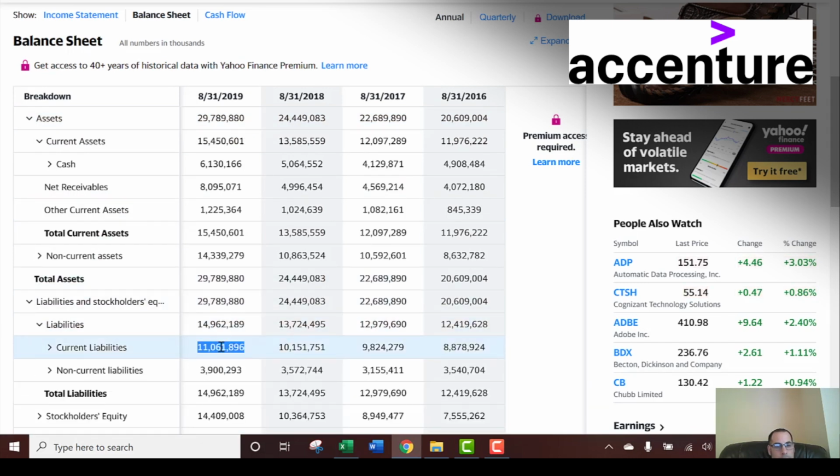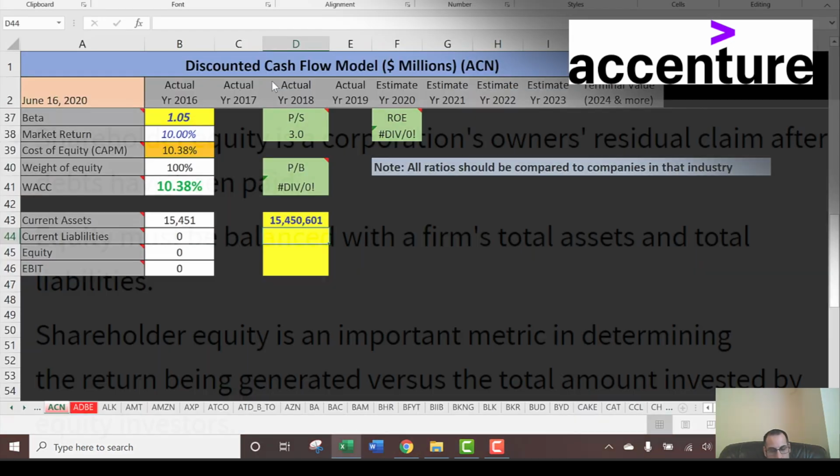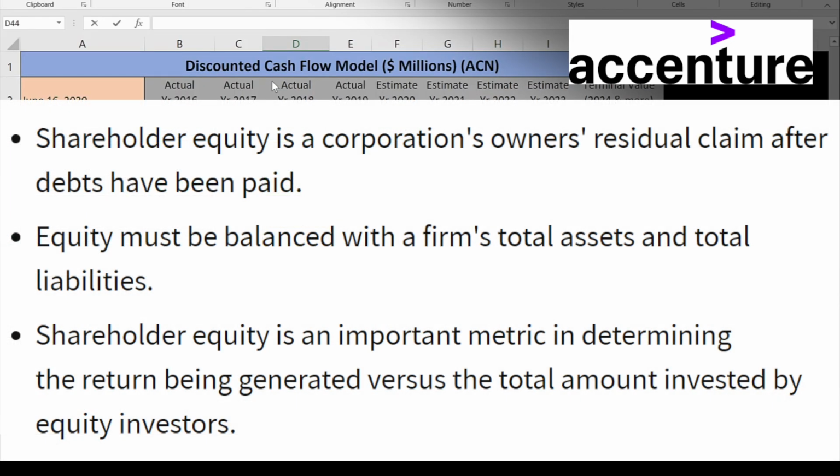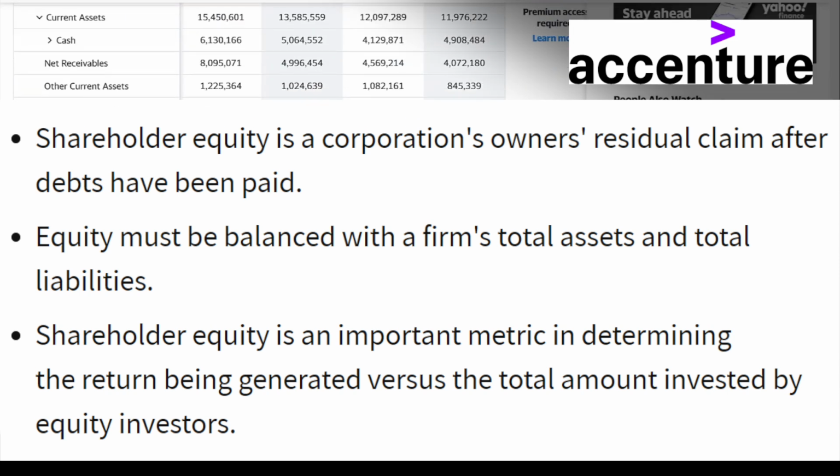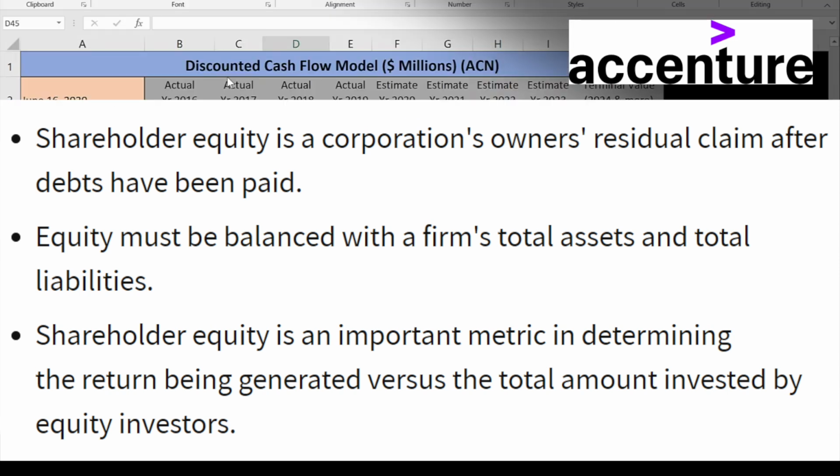And let's get their current liabilities. These are liabilities and debts that are due within 12 months. So they don't have any debt, so it's probably mostly accounts payable. And the equity is the total assets minus total liabilities.